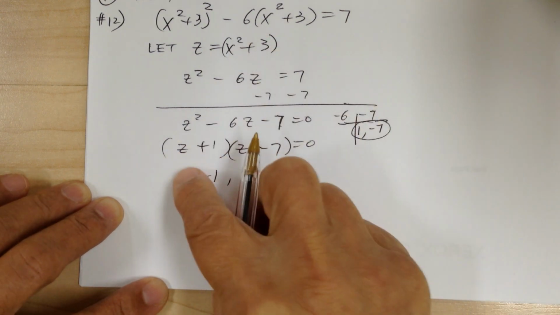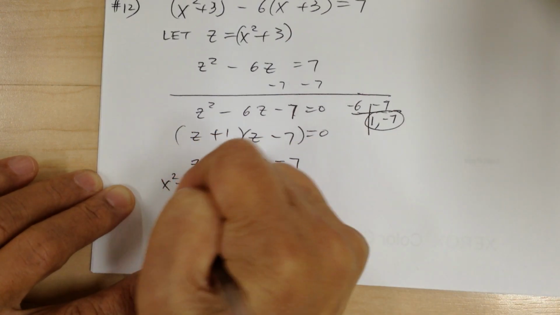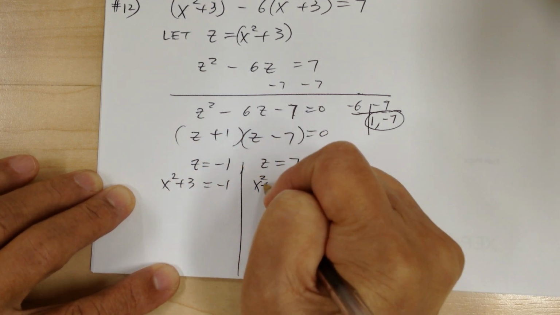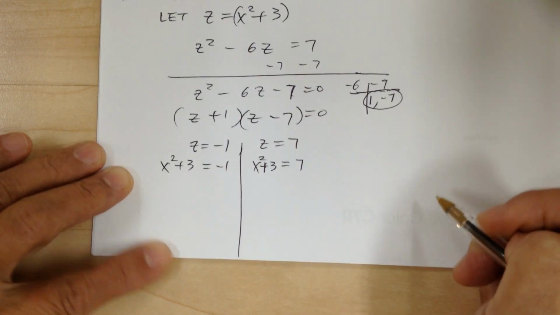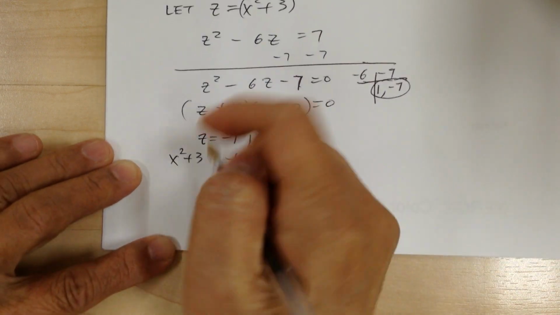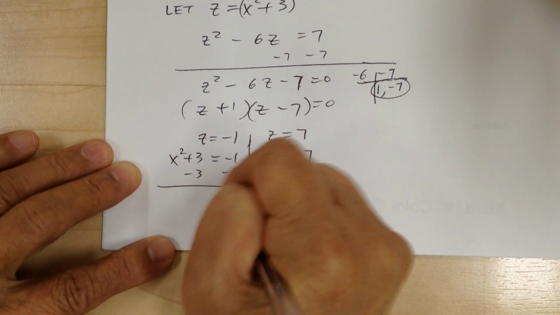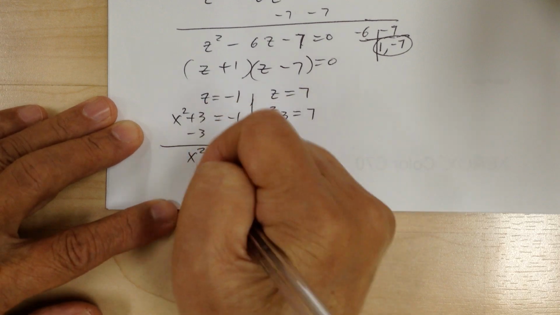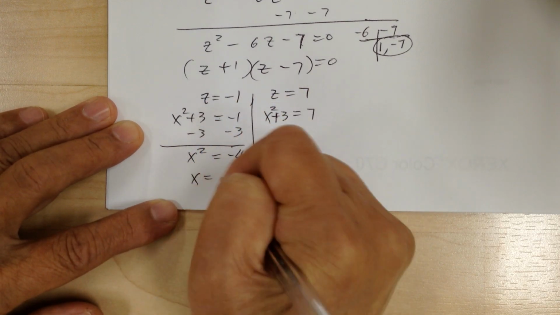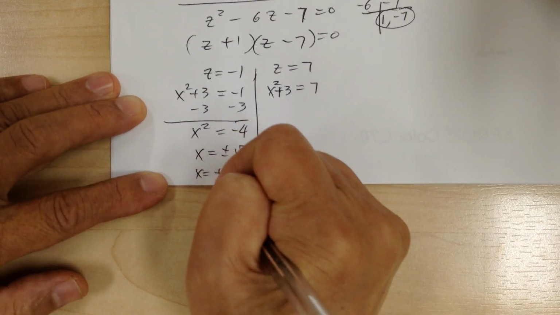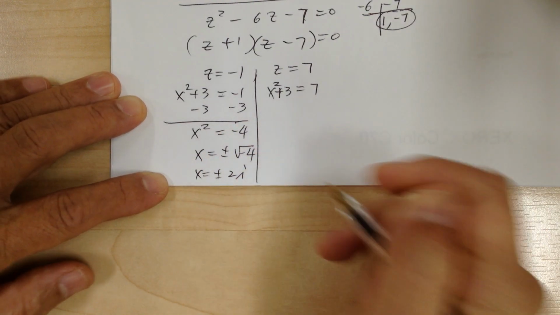Then you put this back in here, so you get x squared plus 3 equal to negative 1, and x squared plus 3 equal to 7. So you substitute this back in for z. Then from here, minus 3 on both sides, so x squared equal to negative 4. Take the square root, so x equal to plus or minus square root of negative 4, so x equal to plus or minus 2i.